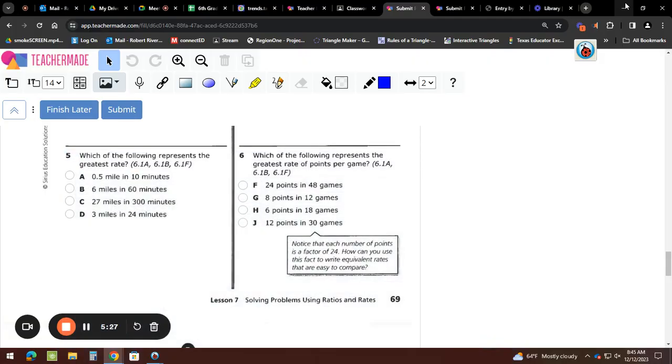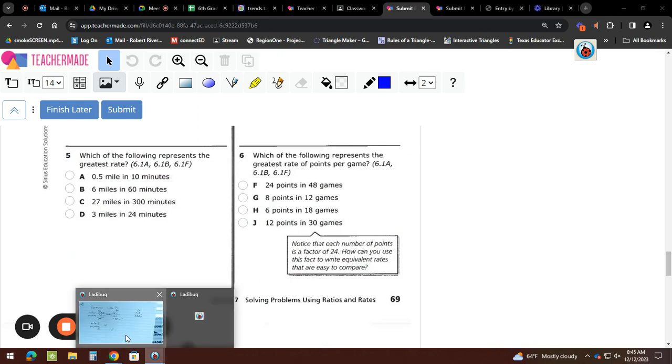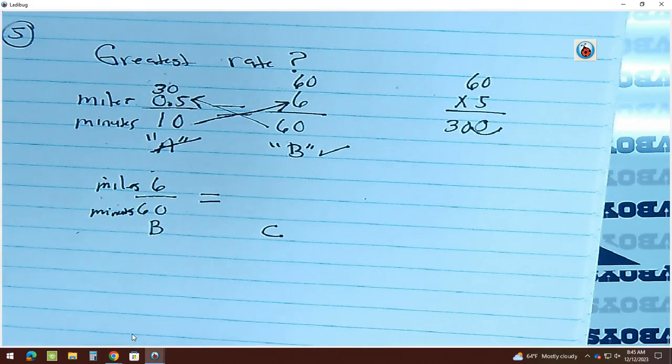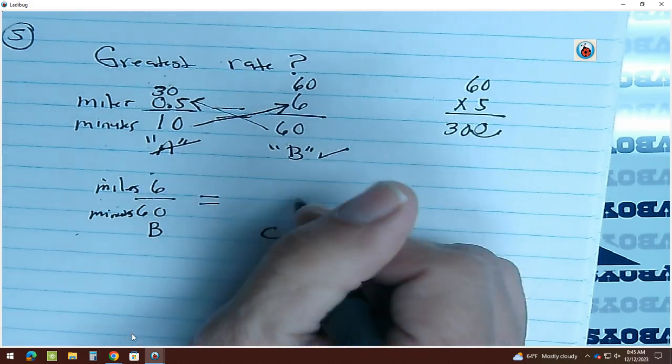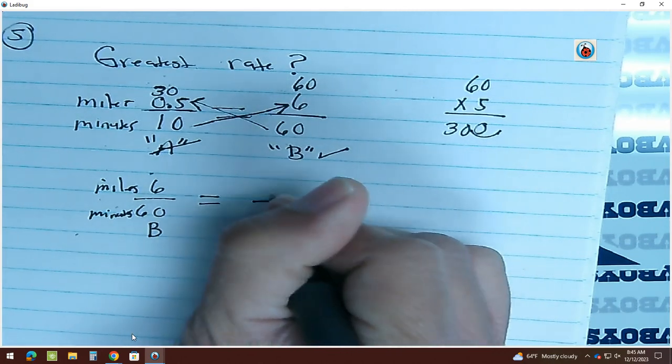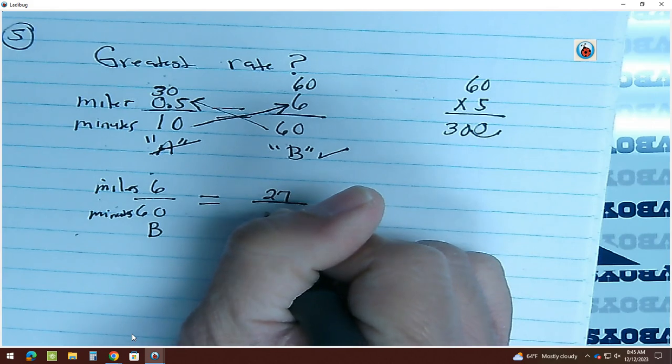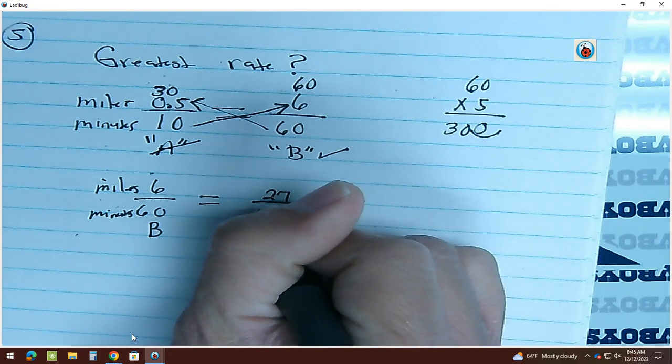So I'm going to go back to my choices and say, choice C says 27 miles in 300 minutes. Now, this is not the only way to do it. We could have done a unit rate per one and figure out that way, but I think this is the easiest way to do it. So it was 27 would move on top or bottom? Top is miles, and 300 would be on the bottom.